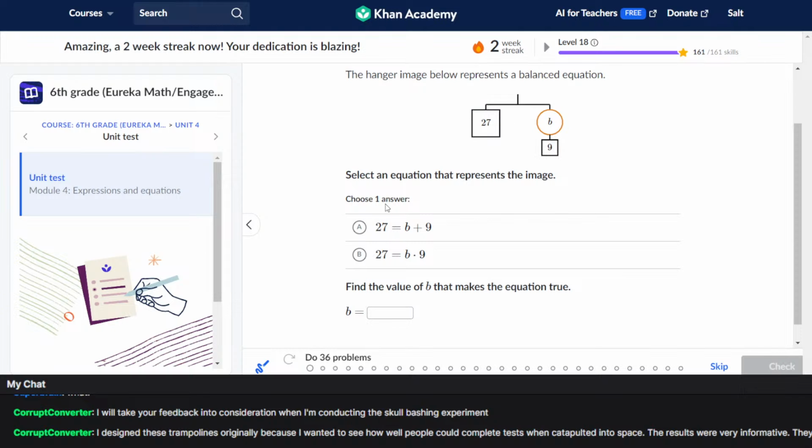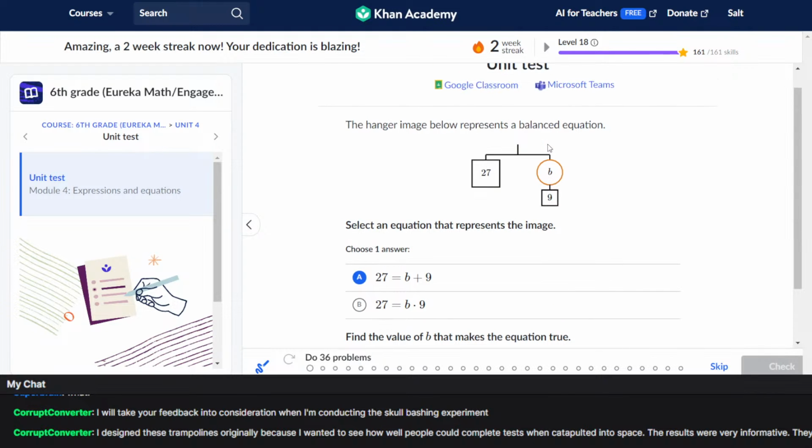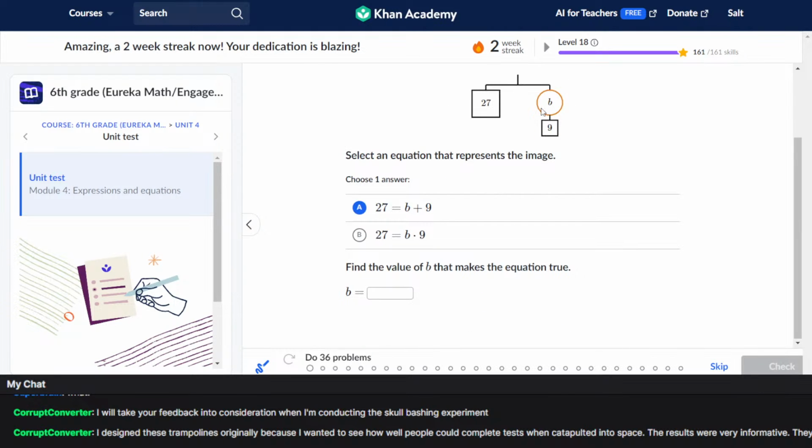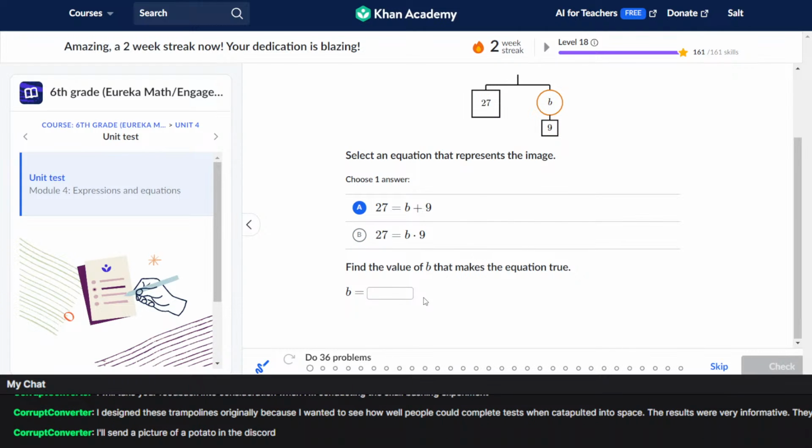Since the image 27. What is this? What does this image even mean? Like, wait, what? B plus 9 maybe. So why is this circle square attached?